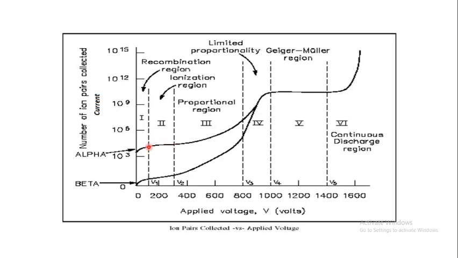The ionization region is directly related to the primary ionization carried out by the incidence of alpha or beta radiation. The greater the energy of these particles, the greater the ionization process, and the greater the ionization, the greater the current. So this region is actually used for dose calibration.